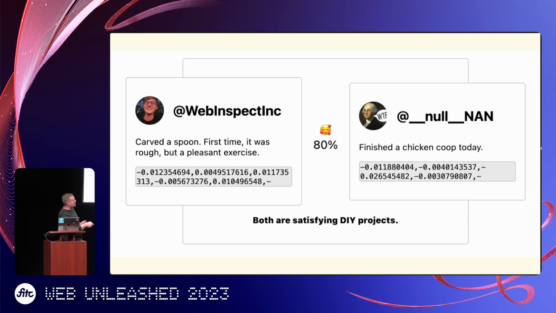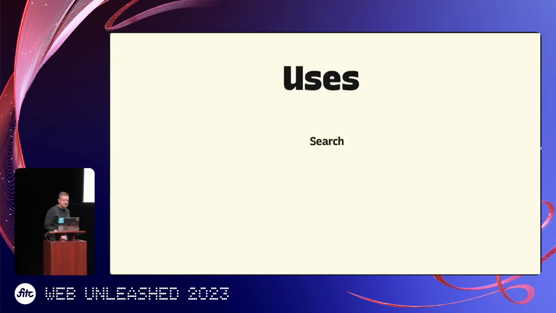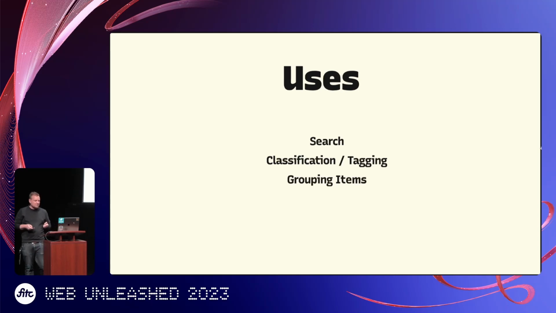And it's wild that these numbers mean chicken coop and carving a spoon. And you take this, it's basically an array of 1,600 numbers or something like that. And that array of numbers, you're able to use cosine similarity, which is some math equation, don't know. And it will figure out where the closest ones are to that, right? So what are the uses for that? Search, classification, or tagging. If you want to group items together with the podcast, we want to say, all right, here's one podcast on React, right?